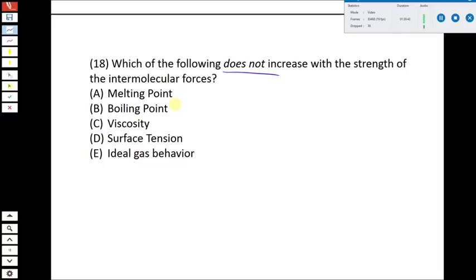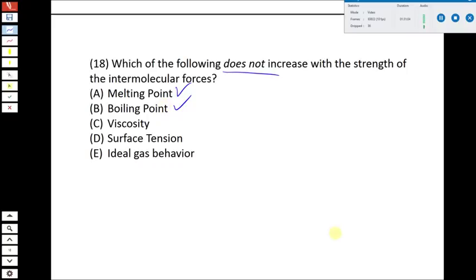So the stronger the intermolecular forces, the more heat you have to put in to get those forces disrupted and to undergo phase transitions from solid to liquid or liquid to gas. So both of these increase with increasing intermolecular force. The stronger the intermolecular forces, the higher the melting point and the higher the boiling point. So both of those will increase.